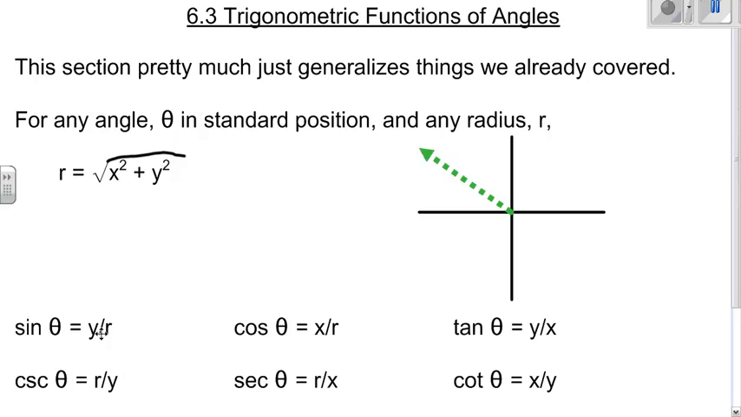Sine is y over r, it's the y coordinate over the radius. Cosine would be the x coordinate over the radius. Before we just talked about them as x and y coordinates, now it's over the radius. Tangent is still y over x. And cosecant, secant, and cotangent are still the reciprocals.